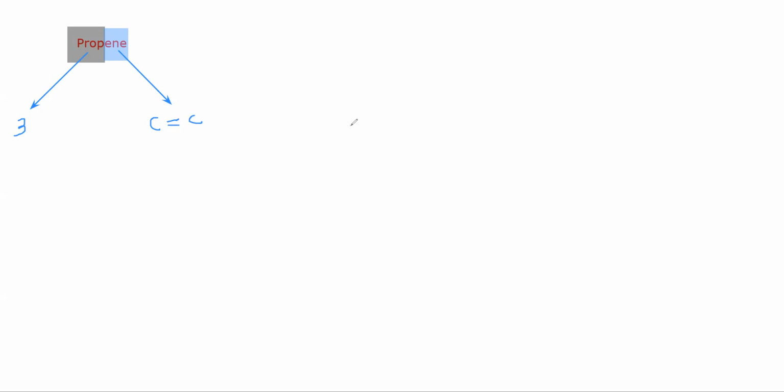So prop means 3 carbon, and this shows there should be a double bond. First I will draw 3 carbon atoms, 1, 2, and 3. And if I choose this as 1 and 2, there should be a double bond. It should not be like this. That is wrong, that all the carbons should have double bonds. What ene refers to is that the first two carbon atoms should have a double bond.